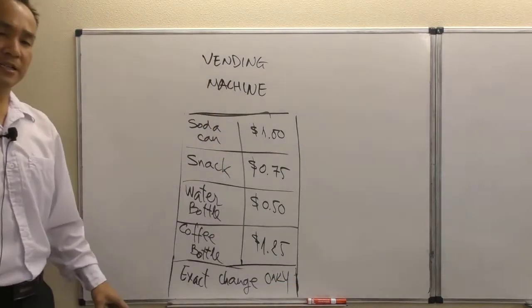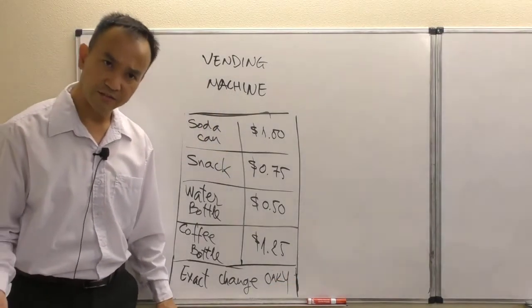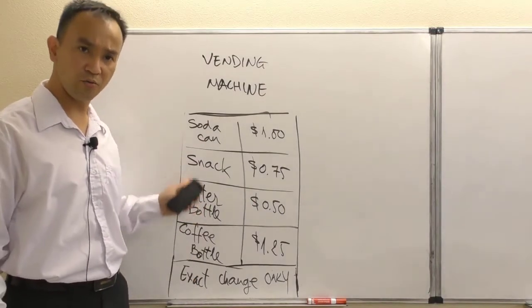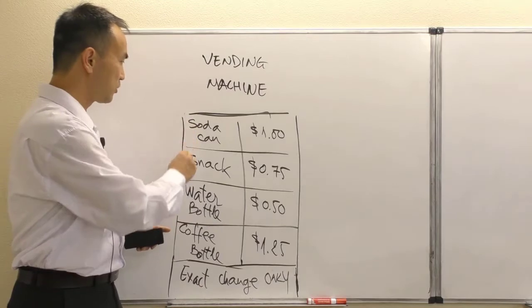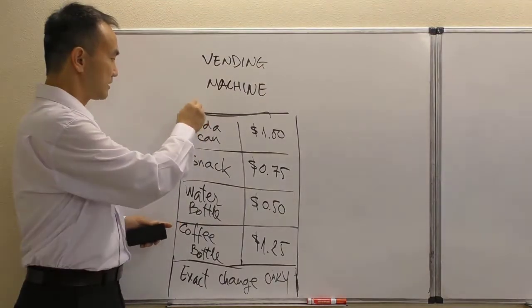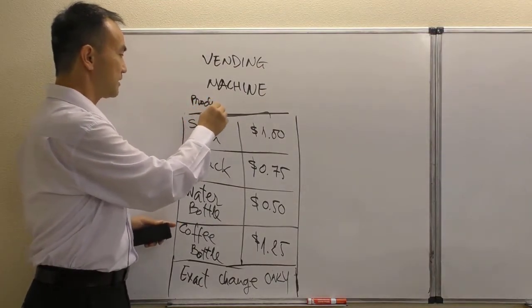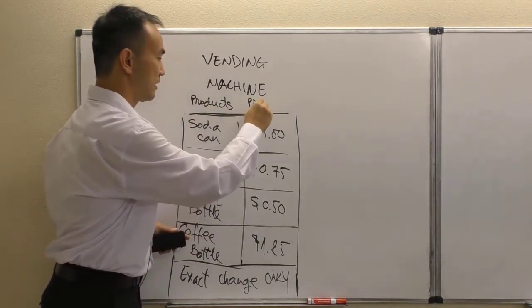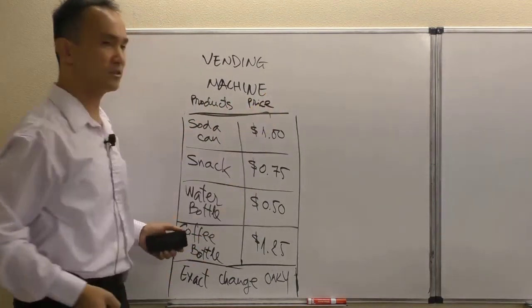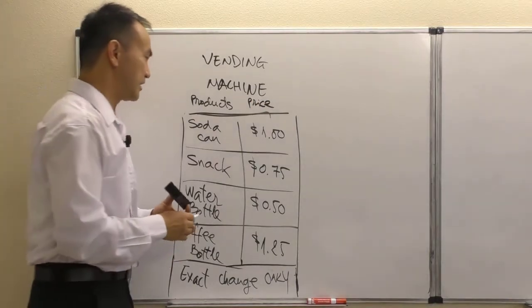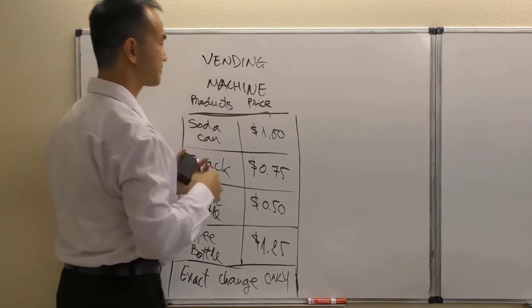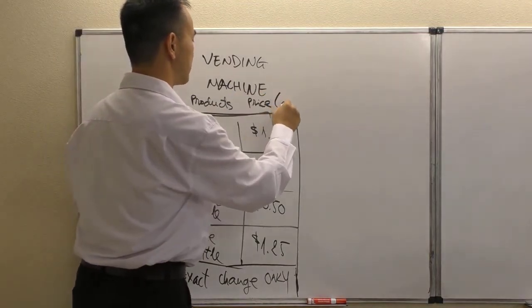Here's the idea of the vending machine. We use it to buy one of these products right here. What I see here is the product, the product that we can get, and this is the price right there. For the price, I'm going to say the price in dollars.